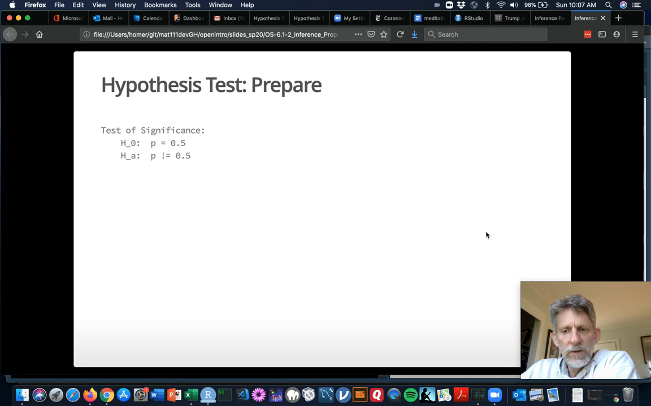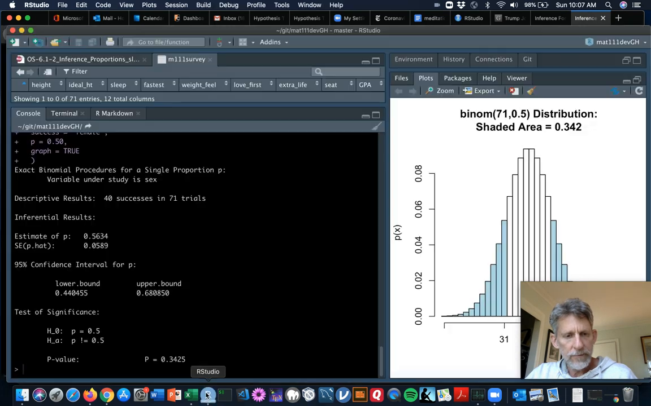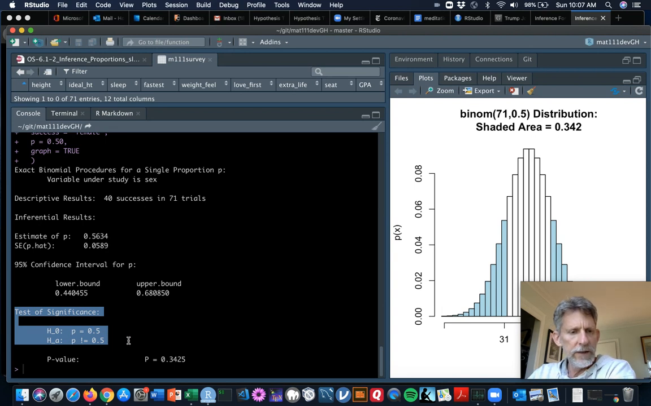Now, let's take a look at how the hypothesis test is handled. When you look back down into the output, after the confidence interval here, you'll see test of significance and a statement of the null and the alternative hypotheses. p equals 0.5 is the null. p is not equal to 0.5 is the alternative. Exclamation equal means not equal.